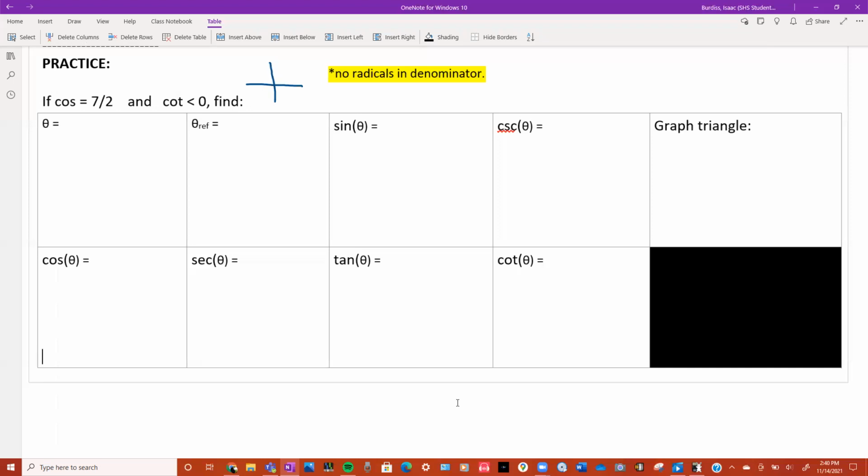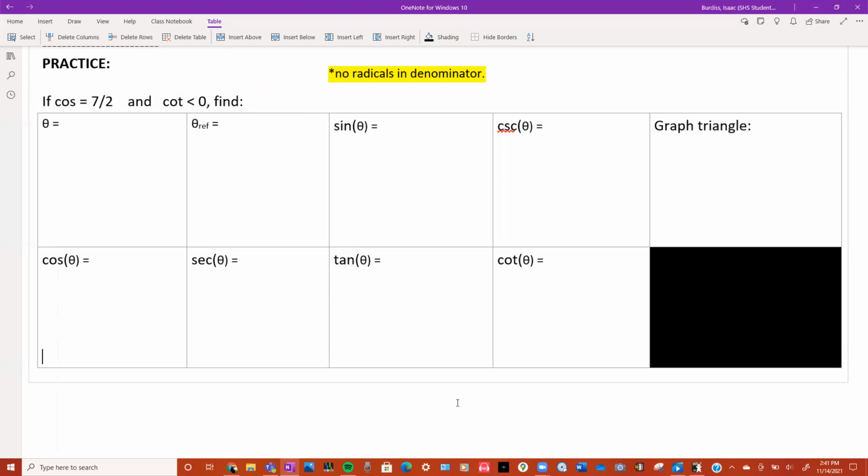Well, cosine is 7/2. 7/2 is positive. Cosine is positive in quadrant 4, and since all of them are positive in quadrant 1, it's also here. So it cannot be in quadrant 2 or 3 because cosine is not positive in those. So it's got to be 1 or 4. But cotangent is negative because it's less than 0, and all are positive in quadrant 1. So it can't be quadrant 1, because we found out something's negative in this problem. So it's going to be quadrant 4.